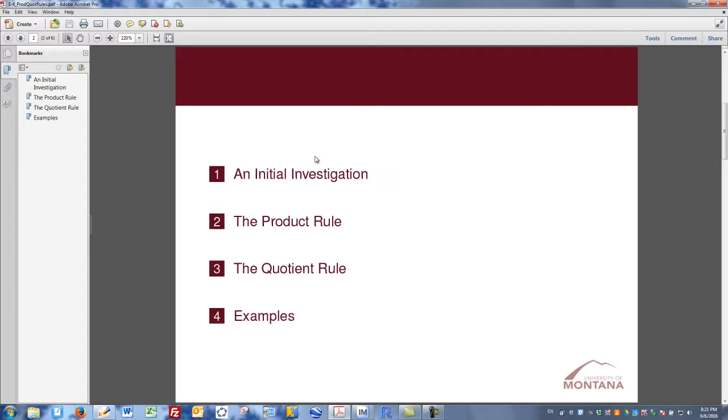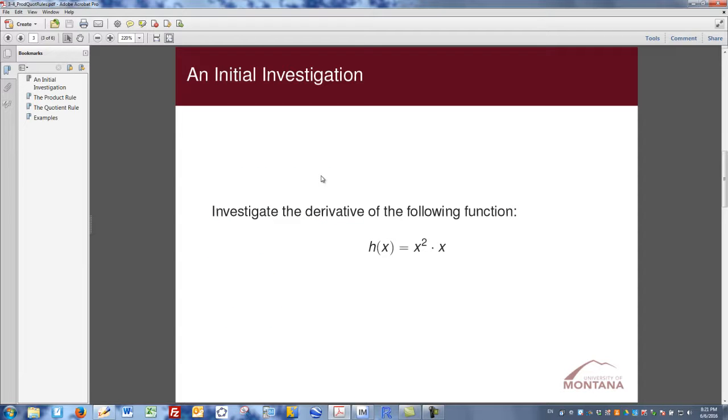Okay, I want to do an initial investigation, then we'll formalize the product rule, and then we'll use the product rule to find a rule for quotients, and then go through some examples. The initial investigation is to investigate the derivative of the following function, where h of x is equal to x squared times x.